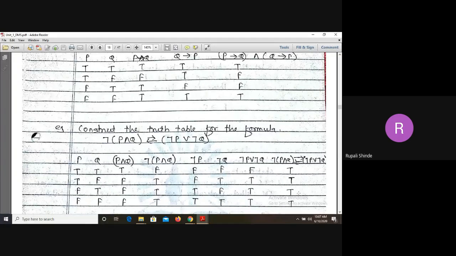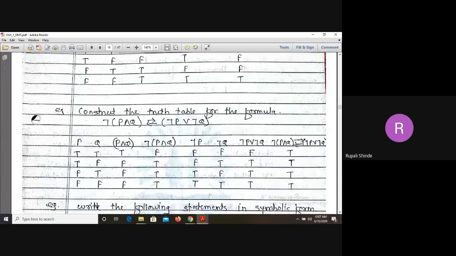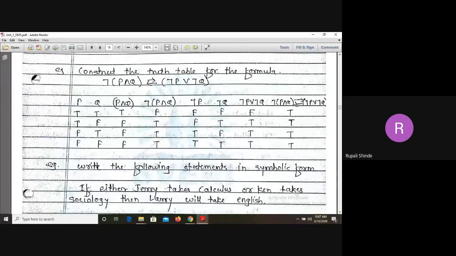All of you, are you getting it? How to solve these kinds of problems? Yes, ma'am. Okay. So here, one statement is given and we have to convert that statement into symbolic form. So what is that statement? If either Jerry takes calculus or Ken takes sociology, then Lori will take English. Okay. So we have to convert this statement into symbolic form.